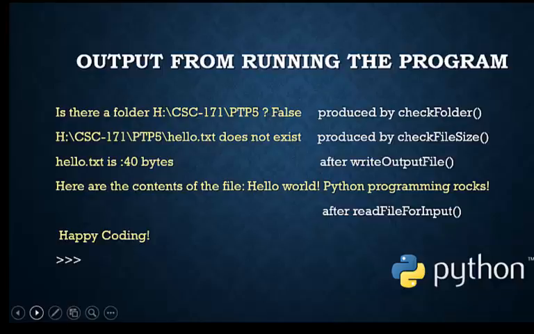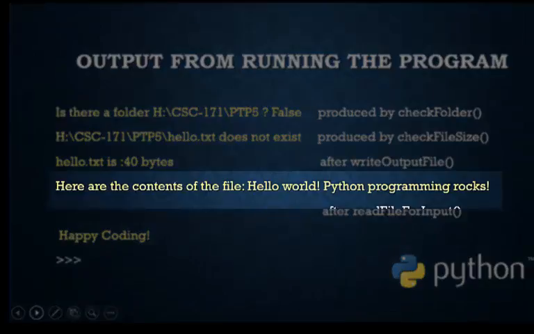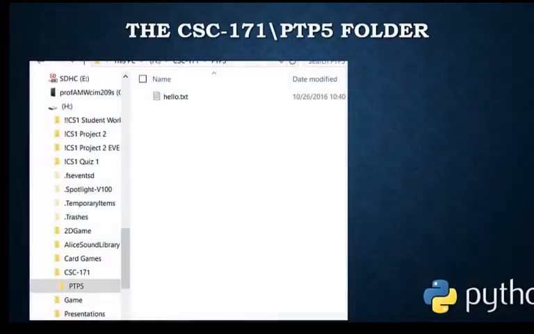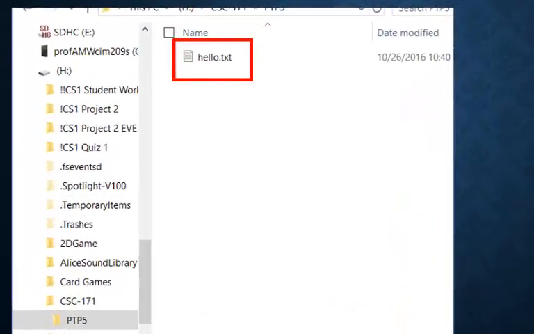We then call the read file for input function. This produces the output. Here are the contents of the file. Hello world, Python programming rocks. Finally, before closing the program, we print out our customary salutation, happy coding. Here is a screenshot of the CSC 171 folder now after running the program. We see the PTP5 folder open, and inside it is stored the hello.txt file.